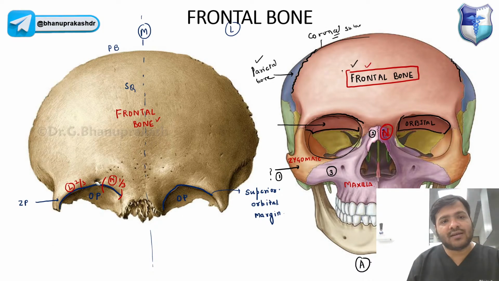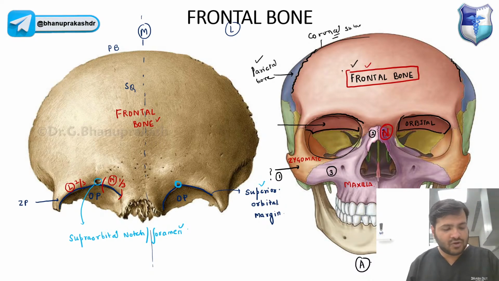If you can appreciate, guys, a hole at the junction of this superior orbital margin, we have an opening over here. And remember, guys, this is called the supraorbital notch or foramen. It is called supra, look, it is above the orbit, so supraorbital. This is called the supraorbital notch, or it is also called the supraorbital foramen.